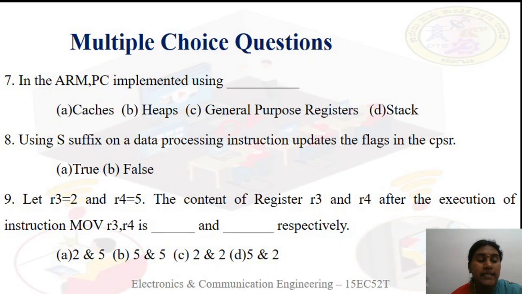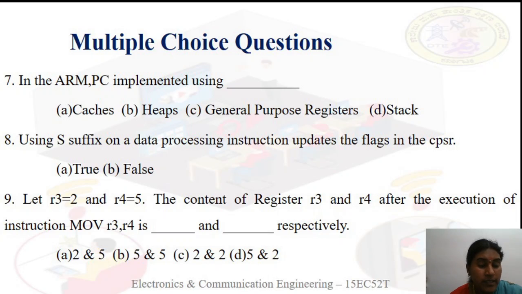The next one: in the ARM, PC is implemented using dash. What do you mean by PC? It's a program counter. Program counter means it is a register where the address of the next instruction will be saved. So it is nothing but a register. So the answer is general purpose register.